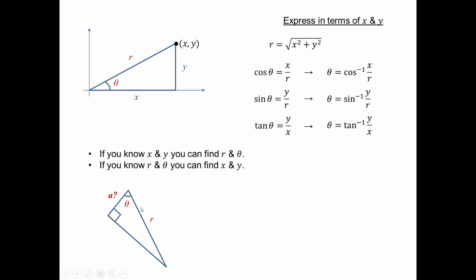So to get from the hypotenuse to this side, since I pivot through the angle, what do I do to r? I multiply by the cosine of theta. So this side is going to be r times the cosine of theta.